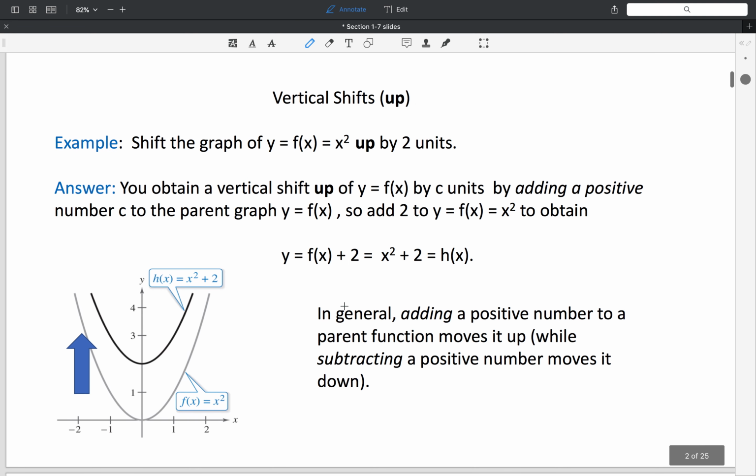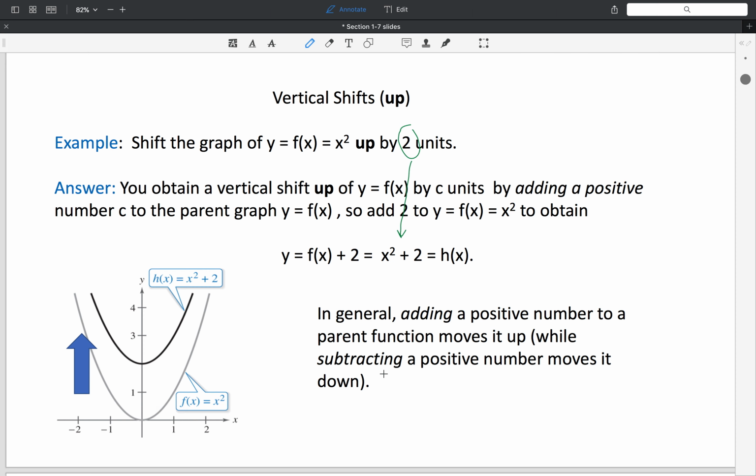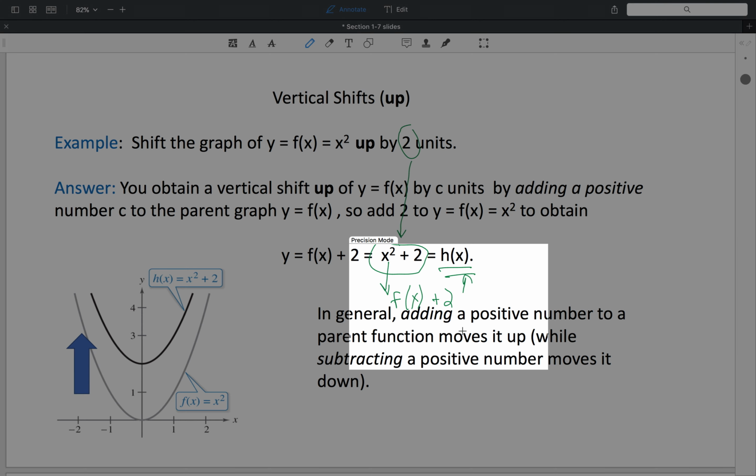So we'll start with several examples. I want to shift f of x equals x squared up by 2 units. It's pretty simple: I'm just going to add 2 to it. When I add 2 to y, I'm increasing the height by 2, so that means I just shift it up. Remember, f of x is the same as x squared, so really my new function is f of x plus 2. I want to give it a new name, so I call it h of x. If you add a positive number to the parent function, it moves it up. Okay, pretty straightforward.